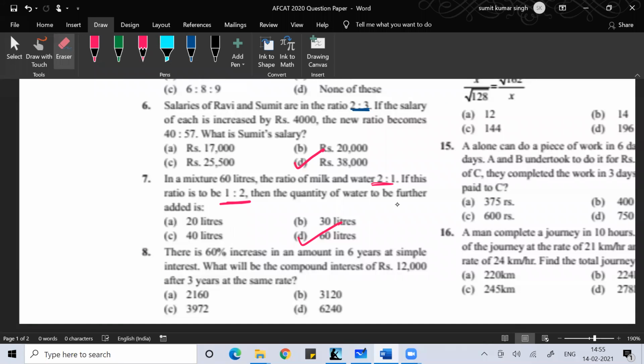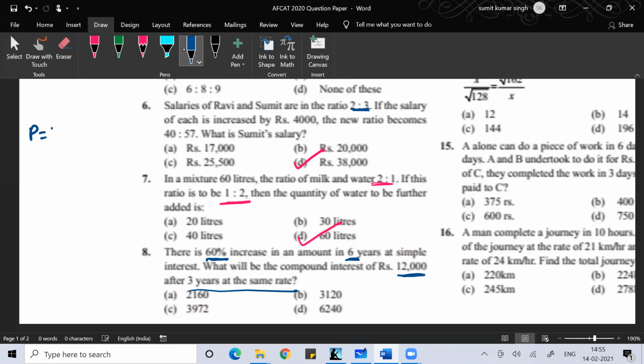Now, if you see question number 8, it is written: there's a 60% increase in the amount in 6 years at simple interest. What will be the compound interest on rupees 12,000 after 3 years at the same rate? So here, this is the problem of simple interest.